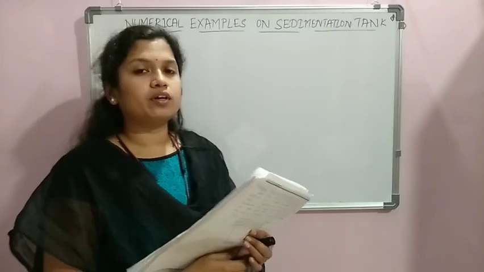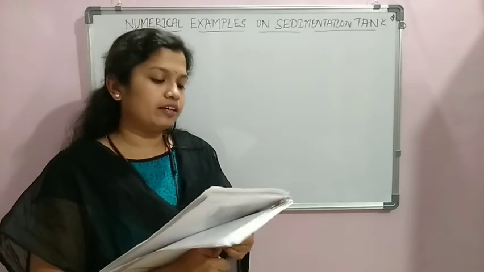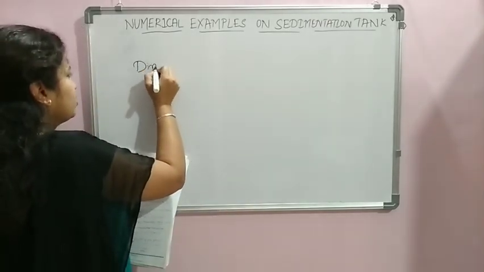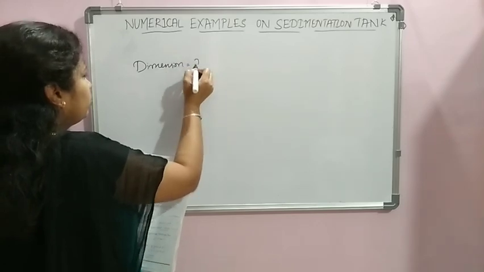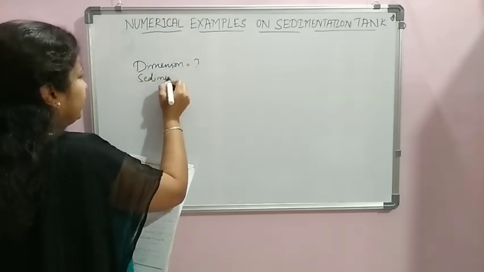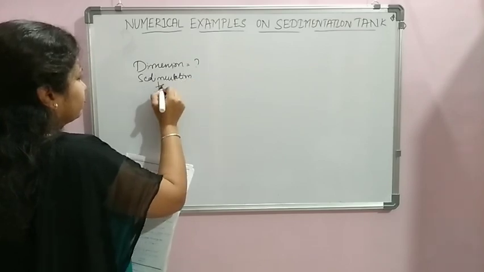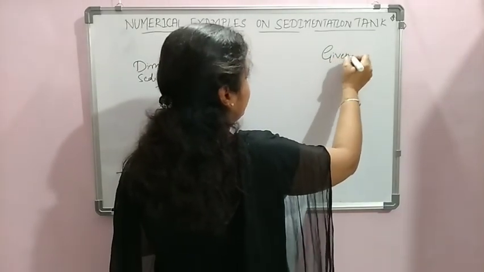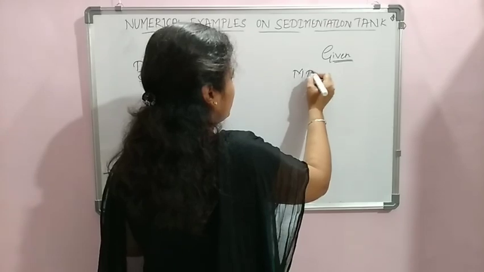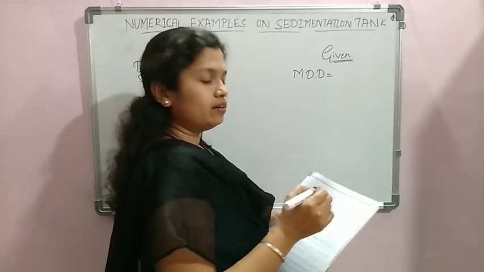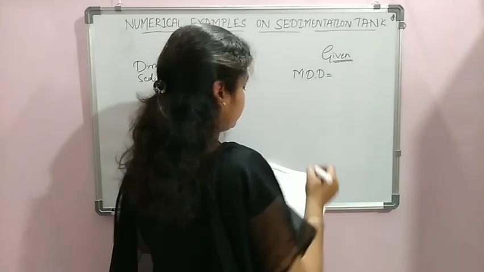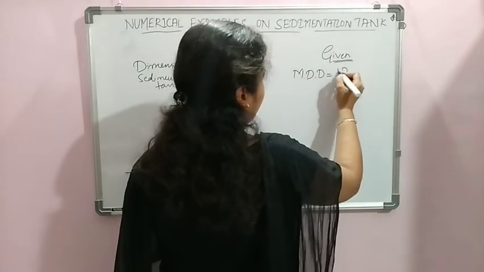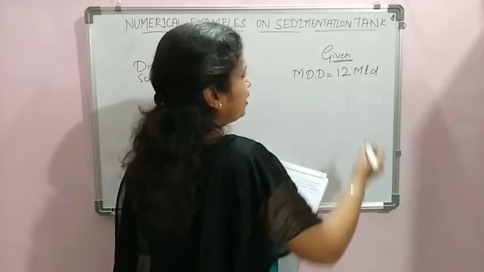Let us just pick out what data are available in order to find out the dimension. What they are actually asking us for is the dimension of the sedimentation tank. This is the ultimate thing we need to find out. So in order to find this, what are all the data that have been given? First one is the maximum daily demand, that is the maximum amount of water arriving daily at the water purification plant. They have given it as 12 MLD, which means million liters per day.